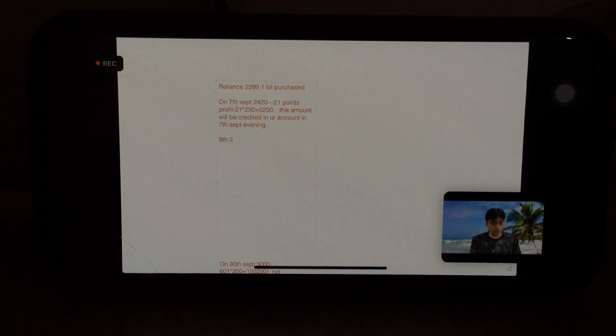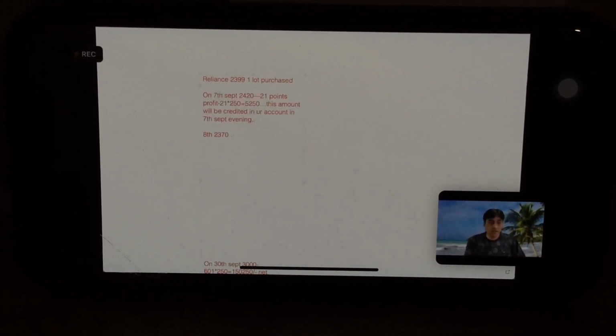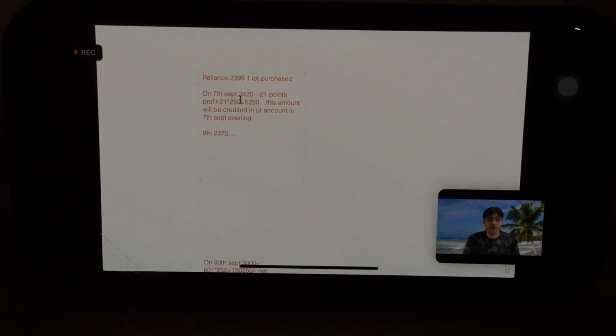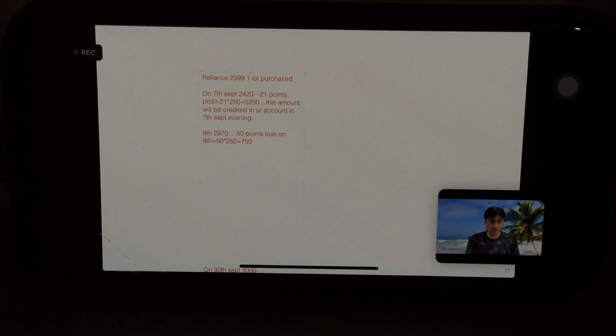Next day, on 8th, Reliance goes to 2,370. Okay, 2,370. So what was closing price? Closing price was 2,420. So 2,420 minus 2,370. So 50 points loss on it. So 50 multiplied by 250. That means 7,500 rupees will be debited from your account.